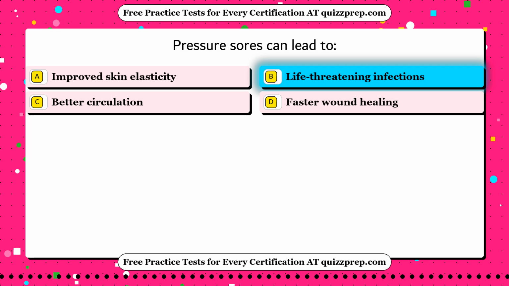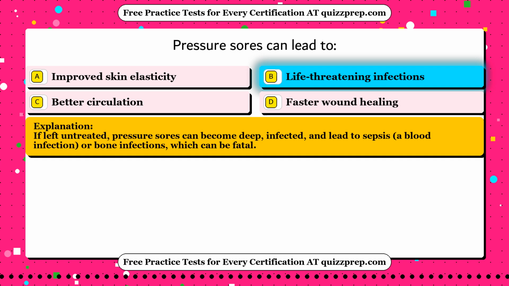The correct answer is option B. Life-threatening infections. If left untreated, pressure sores can become deep, infected, and lead to sepsis, a blood infection, or bone infections, which can be fatal.